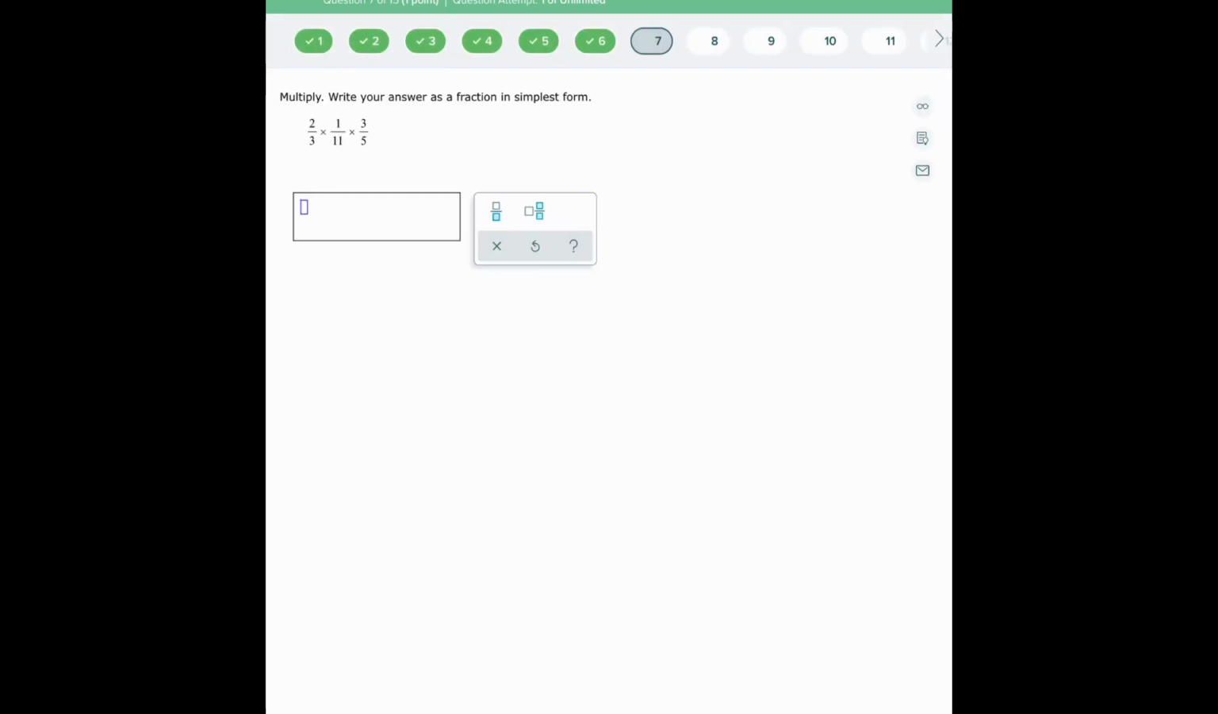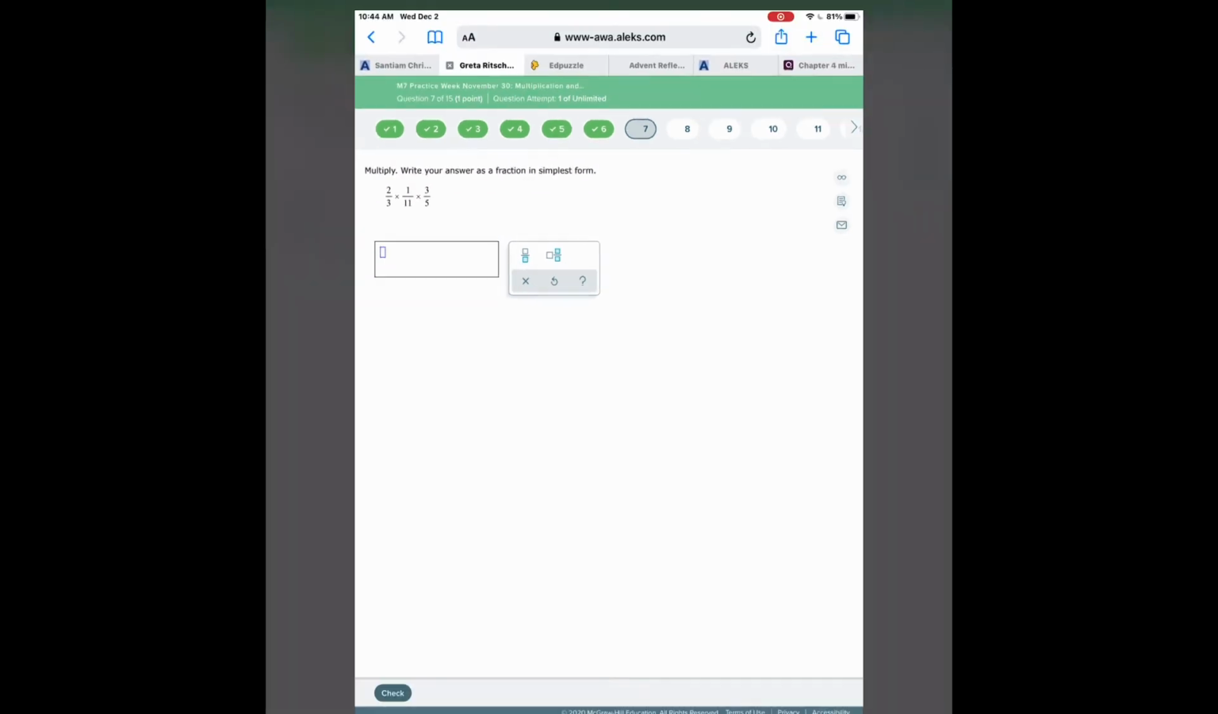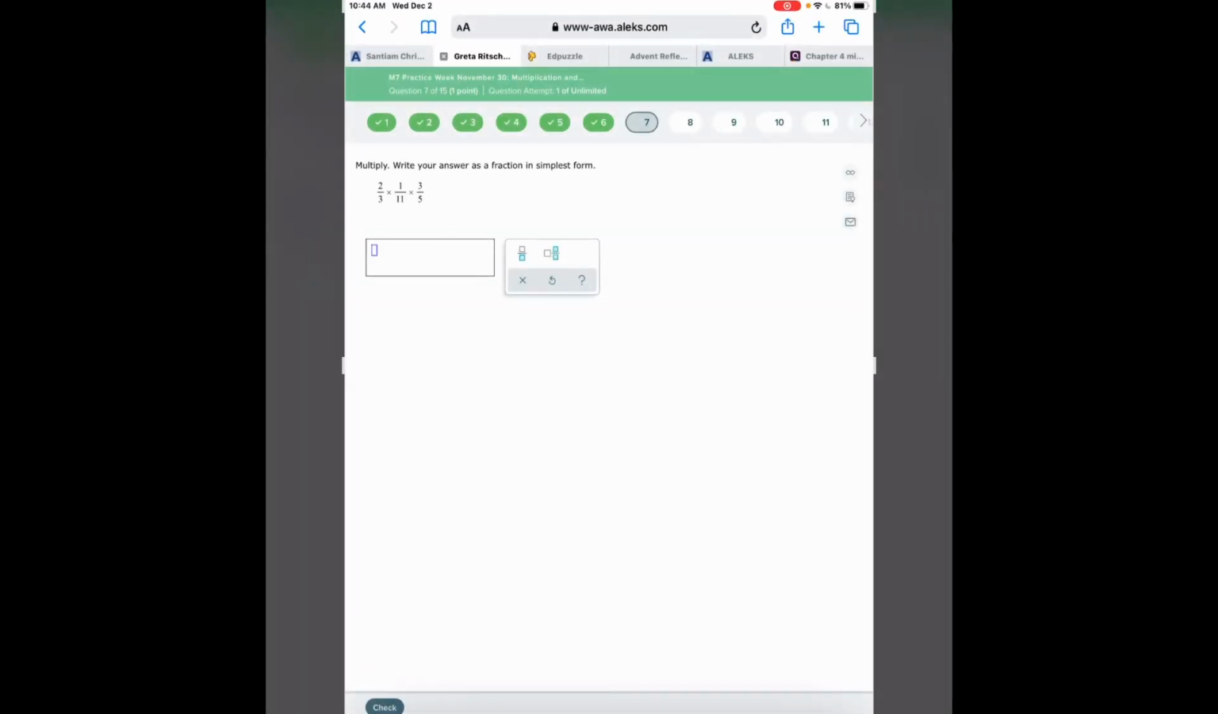Number 7. Okay, we have 3 fractions. It's going to work the same way. And we can cancel top to bottom with any of these because this is really 2 times 1 times 3 all over 3 times 11 times 5. You don't have to write it like that. I just want you to know that realistically, this is what we're doing. So we're looking for common factors. There's a 3 and a 3. Those will both cancel and make 1s. And I don't see anything else that matches up. So 2 times 1 is 2. And 1 times 11 times 5 is 55. So we have 2 55ths.